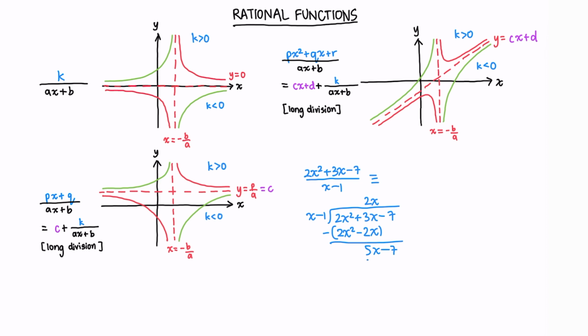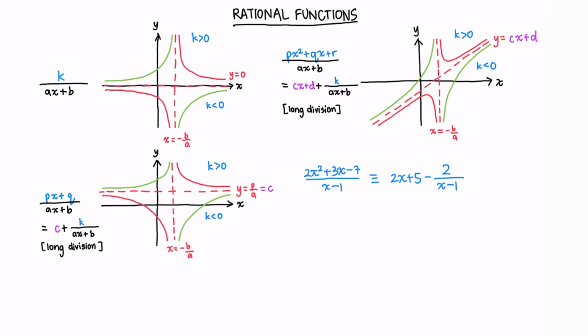Again, what times x will give us 5x? We need this to be plus 5, so that we get minus 5x minus 5. We are multiplying 5 to this x minus 1 over here. And this will net us negative 7 plus 5, which is negative 2. What we get from this is 2x plus 5 minus 2 over x minus 1. Now, with long division done, we can finally draw a graph. This graph is the third case where we have a quadratic polynomial as a numerator.